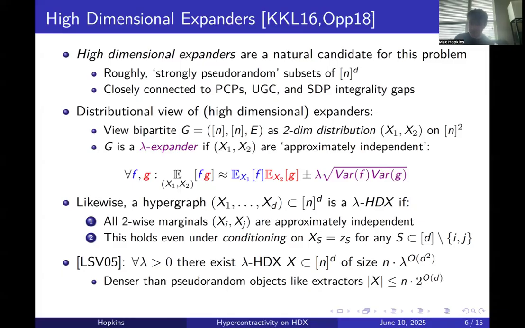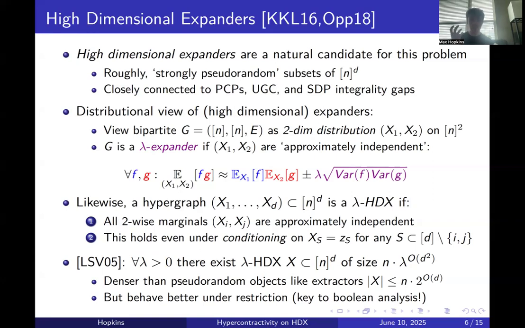I want to briefly point out that this is much denser than classical pseudorandom objects you might be used to, like extractors, samplers, walks on expanders, this sort of thing, which have degree more like n times 2 to the O of d. So here we're paying for this additional pseudorandomness in the d squared in the exponent. But as a result, these objects are by definition behaving better under restriction. And this is really the critical insight in showing that these objects satisfy a theory of Fourier analysis, as we'll talk about in a minute.